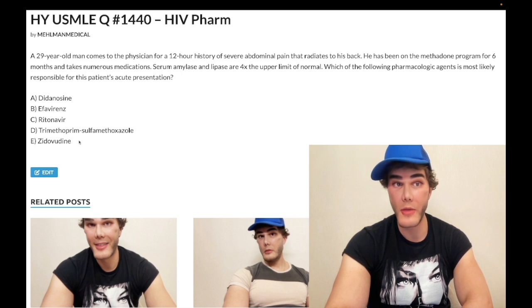Choice C, zidovudine, wrong answer. So this is one of your NRTIs similar to didanosine, but it doesn't cause pancreatitis classically. Okay, so you can get lactic acidosis, you can get general bone marrow suppression. Zidovudine is also the one that you give to pregnant women at parturition who have HIV to decrease vertical transmission.